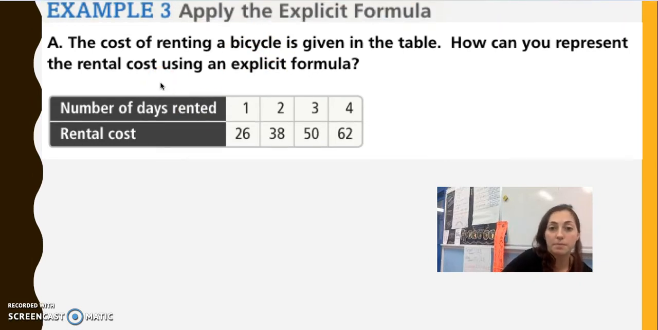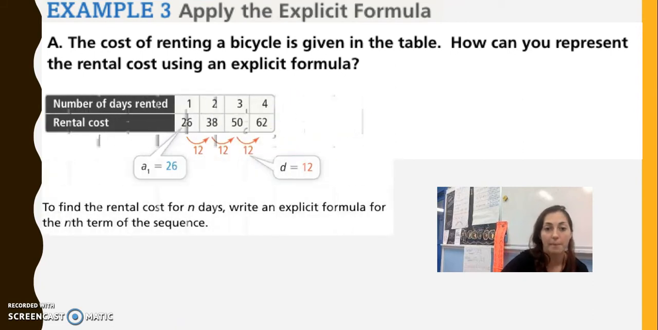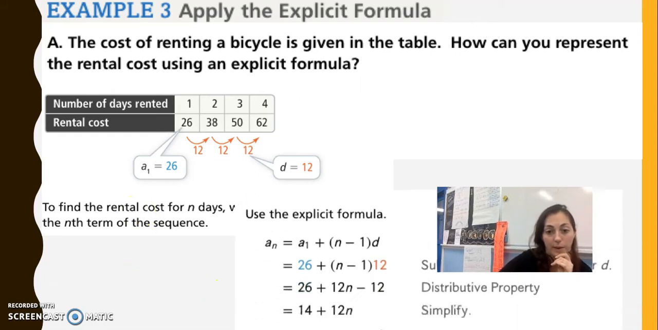So get this down. The cost of renting a bicycle is given in the table. How can you represent the rental cost using an explicit formula? The number of days rented is 1, 2, 3, 4. The corresponding rental costs are 26, 38, 50, 62. This really reminds me of slope now, right? So if I look, what's the common difference? What's happening? It's going plus 12. So d equals 12. And my a sub 1, my first term, is 26. Both of those are exactly what you need in order to write the explicit formula.